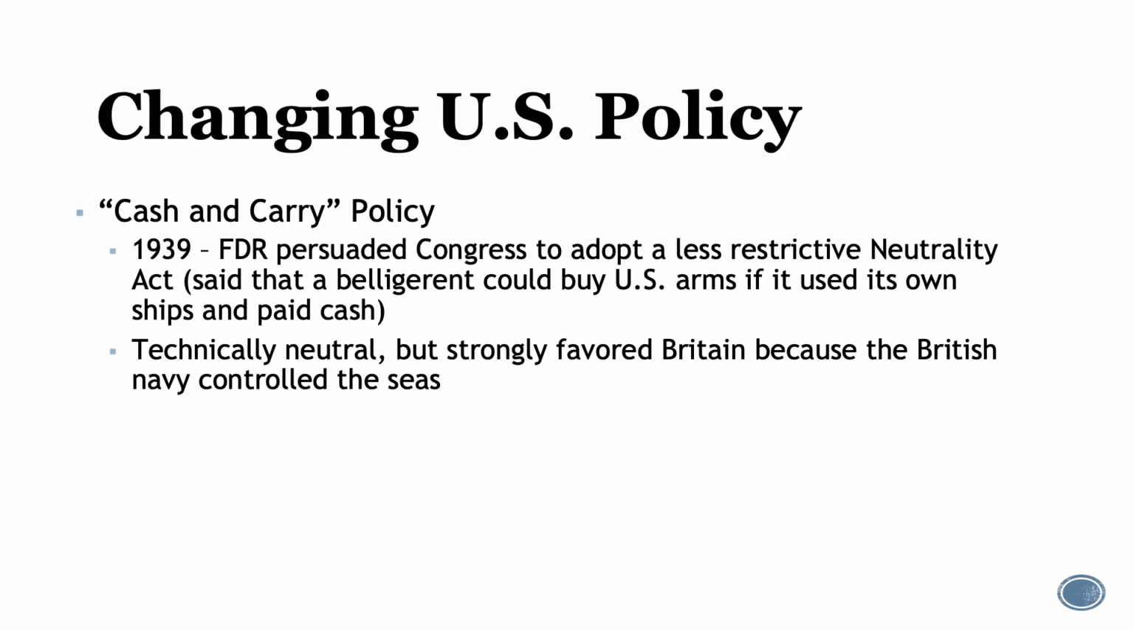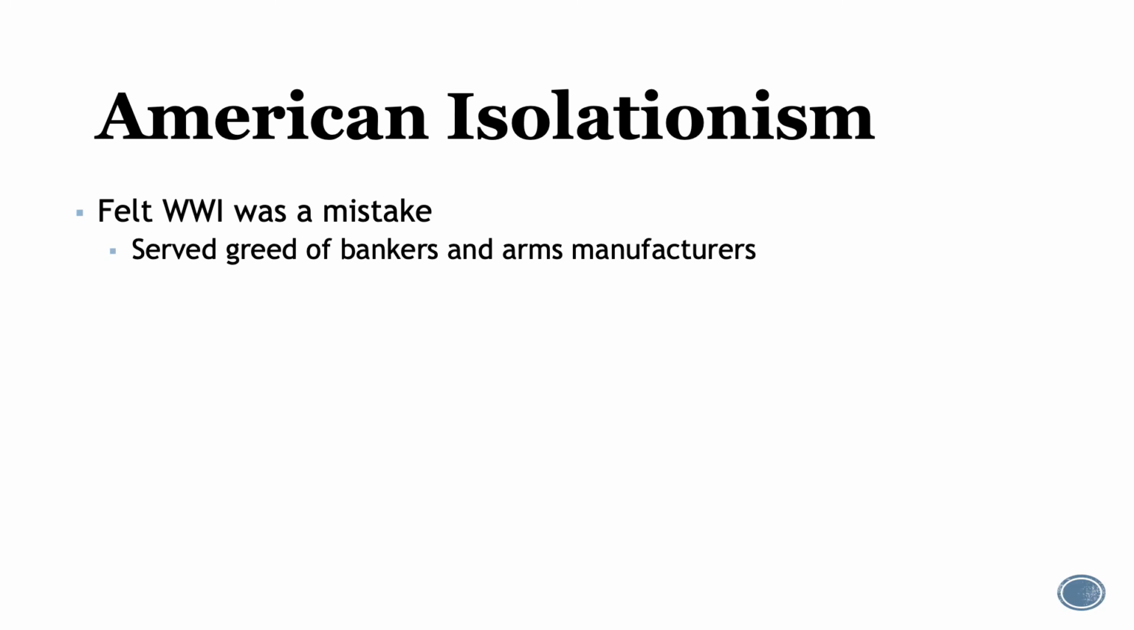The U.S. now started to kind of change their policy a little bit. Now in 1939, we have the cash and carry policy, which said that a belligerent could buy U.S. arms if it used its own ships and paid cash. Technically, it's a neutral policy, but it strongly favored Britain because the British Navy controlled the seas. A lot of Americans felt that World War I was a mistake, and it served for the greed of bankers and arms manufacturers, so a lot of people still wanted to remain isolationist.